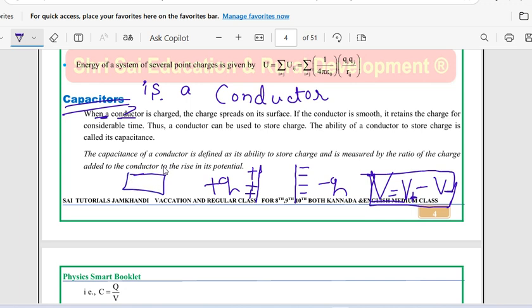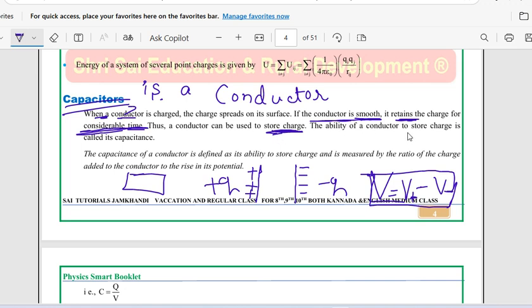If you consider any conductor, the charge spreads on the surface. If the conductor is smooth, it retains the charge for a considerable time. Thus, a conductor can be used to store charge.